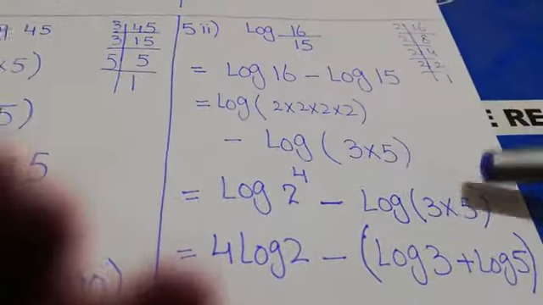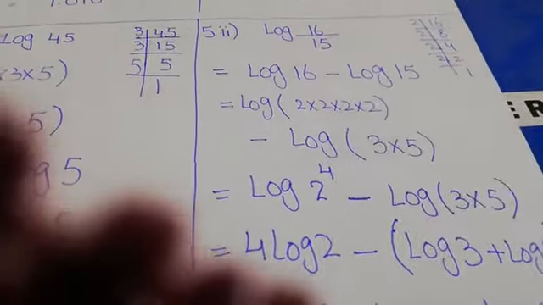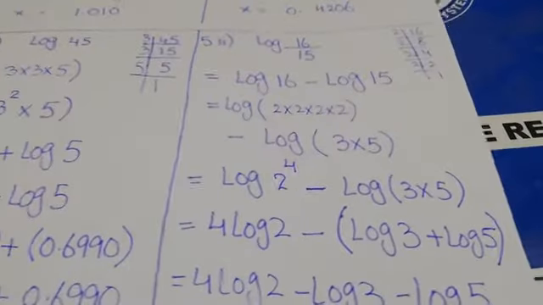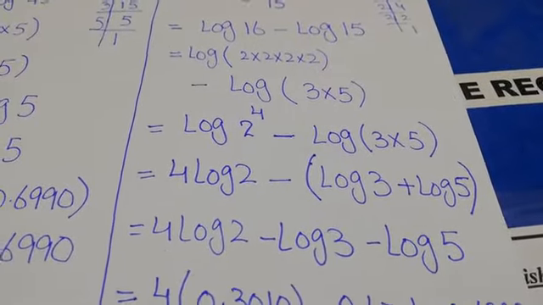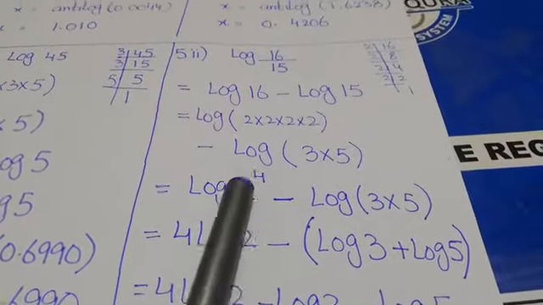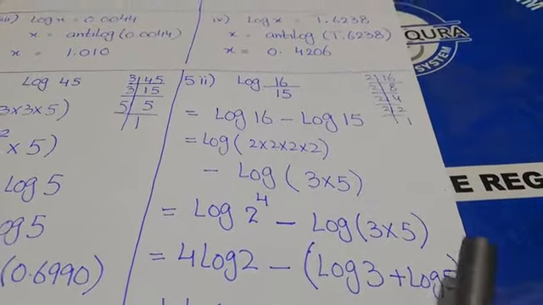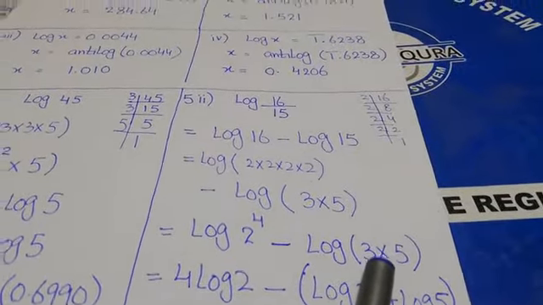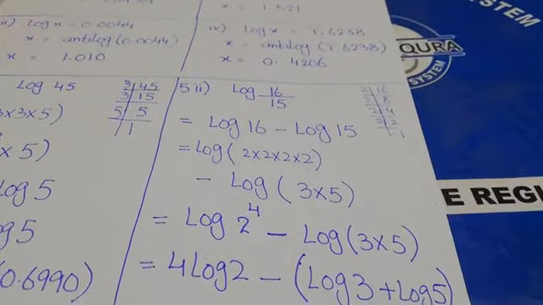When I factorize 16, here are the factors 2 into 2 into 2 into 2. And when I factorize 15, it becomes 3 into 5. Now the second step is to write the factors in index notation. So it becomes log of 2 power 4 and log of 3 into 5, which will be written as it is because there is no repeating factor. Now, if you remember, according to the third law, when there is a power in the log, we have to shift the power at the start of the log. So log of 2 power 4 becomes 4 log of 2.